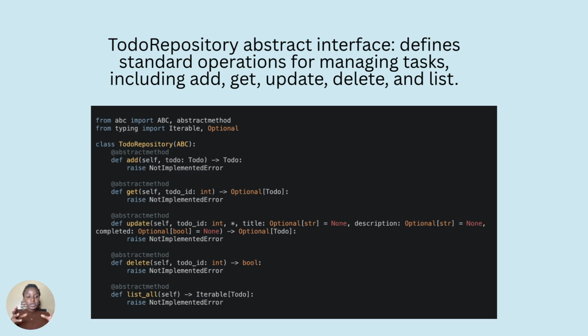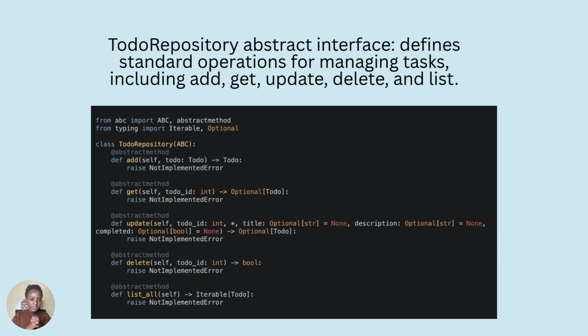Now, we are going to create our repository. This repository is going to be abstract because, again, this just defines the methods we need. It defines standard operations for managing tasks, including add, get, update, delete, and list. And as you can see, they're not implemented. They're not implemented because this is not where the implementation goes. This is an abstract class. So the implementation goes to the concrete classes.